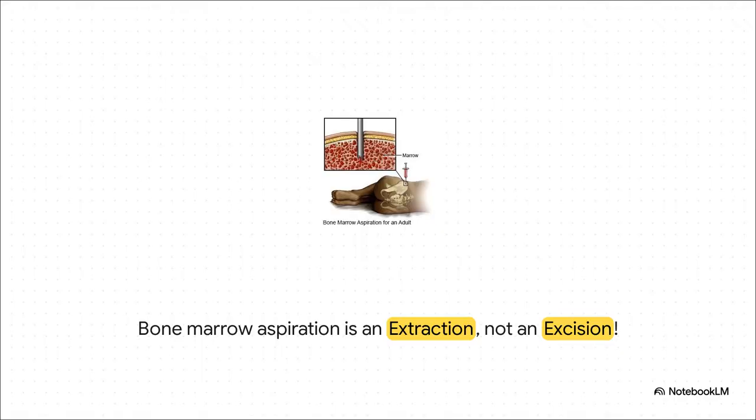Let's look at a super relevant example for our hematology discussions: bone marrow aspirations. You might intuitively assume these are excisions because, well, you're taking a tissue sample, but actually they are not. Because of the sheer force used to pull that marrow out, they are coded with the root operation extraction, combined with a diagnostic qualifier. It's fascinating how literal the coding system is.